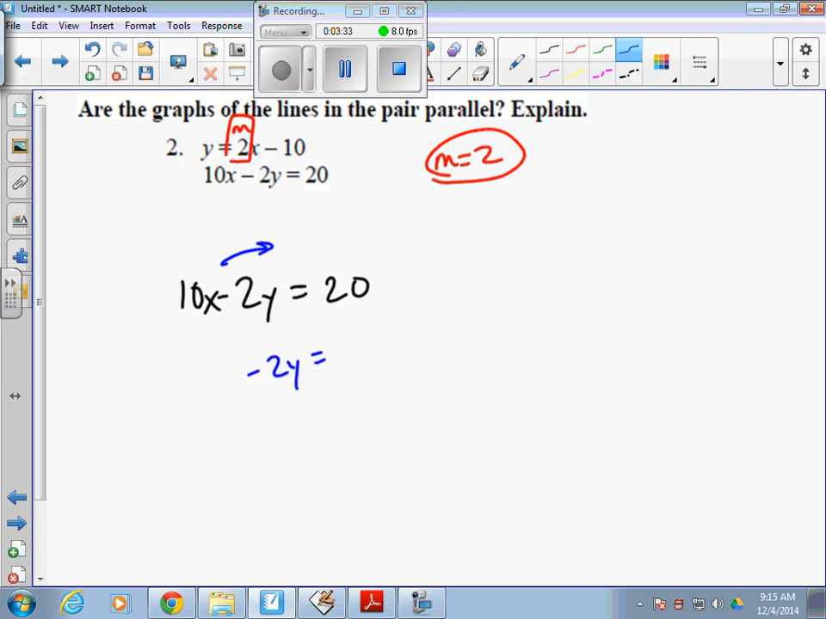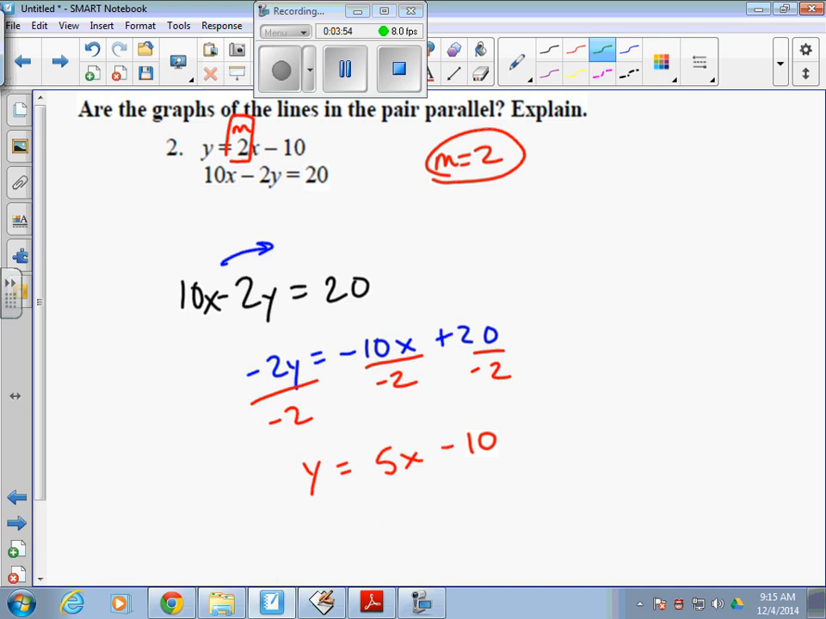Negative 2y equals negative 10x, positive 20. Divide by negative 2 to cancel it out, and do it to this one and this one as well. A negative divided by a negative is a positive, and 10 divided by 2 is 5x. A positive divided by a negative is a negative, and 20 divided by 2 is 10.